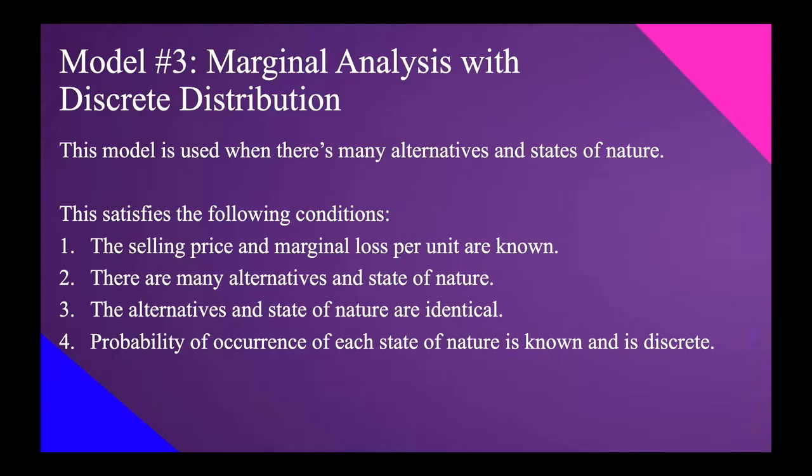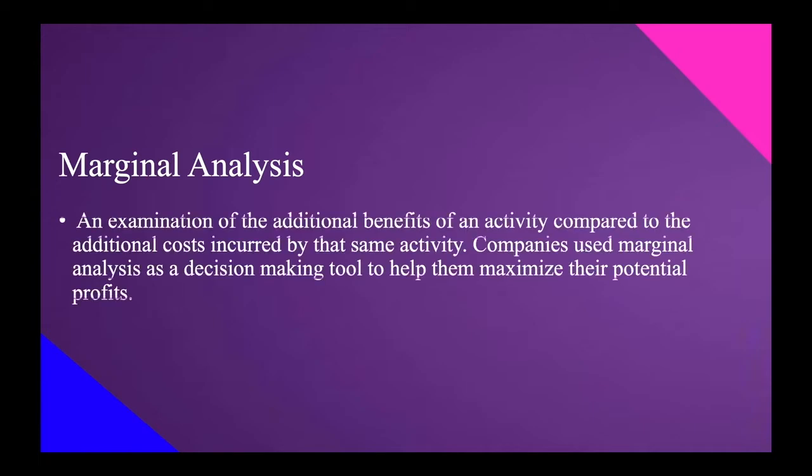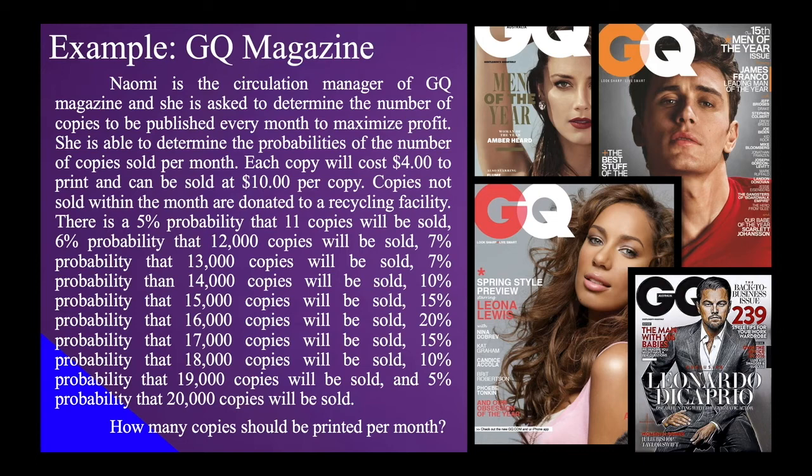Okay, so let's have our example so you can see how this marginal analysis with discrete distribution works and how it is used. By the way, when we say marginal analysis, on the finance side of things, this is an examination of the additional benefits of an activity compared to the additional cost incurred by that same activity. So, more or less, this is cost-benefit analysis. Companies use marginal analysis as a decision-making tool to help them maximize their potential profits. Okay? So, let's have an example.